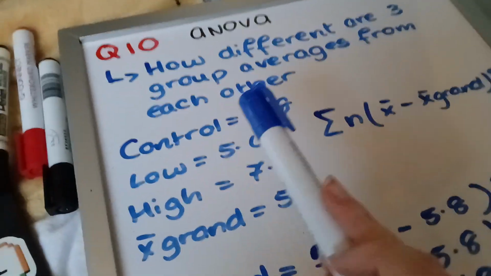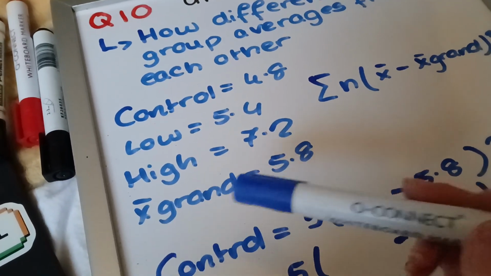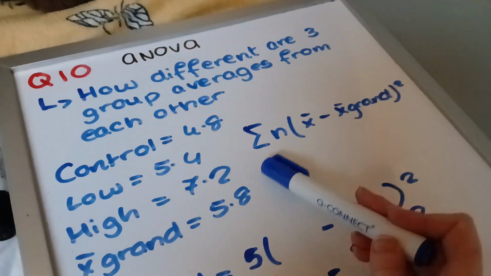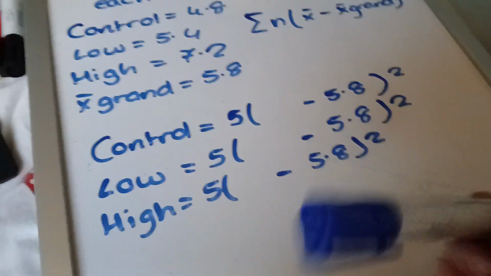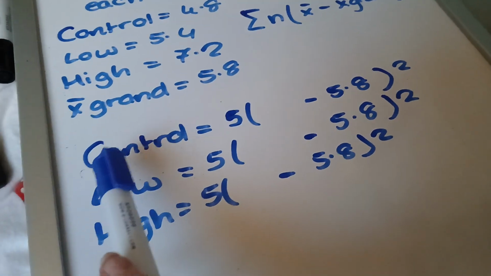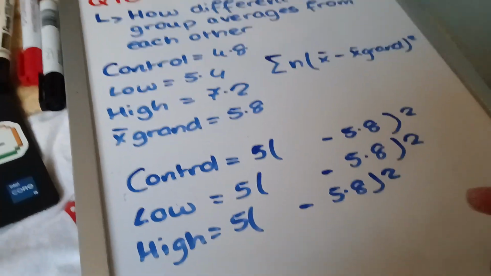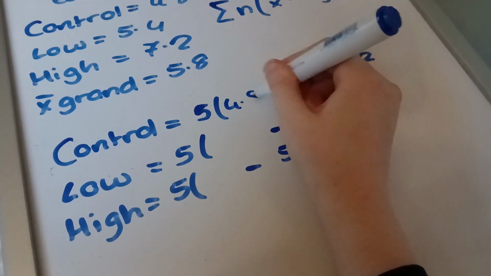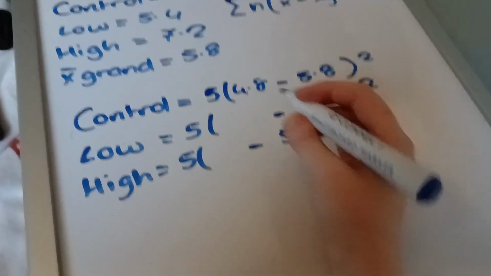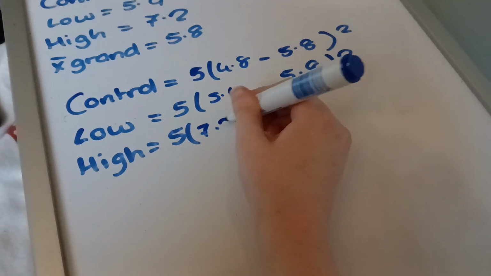So I've just written out the formulas there. So we're still using the same numbers. So control 4.8, low 5.4, high 7.2, and then x grand is 5.8. Have the formula up here. So control, n also equals 5 because again 5 participants. So control is 5, and then you're putting in the control average that we calculated, so that would be 4.8. Low is 5.4 and high is 7.2.